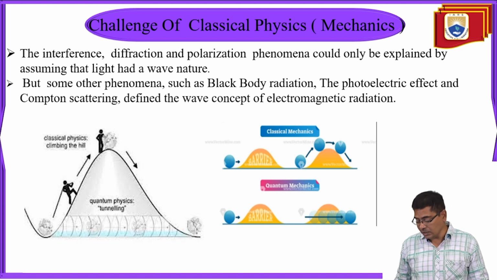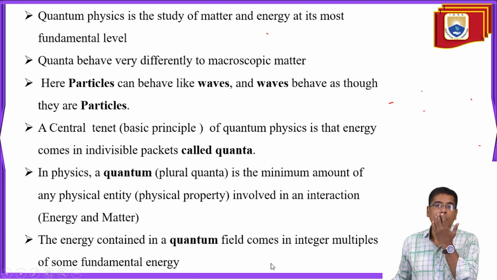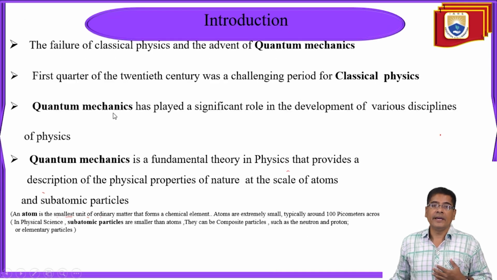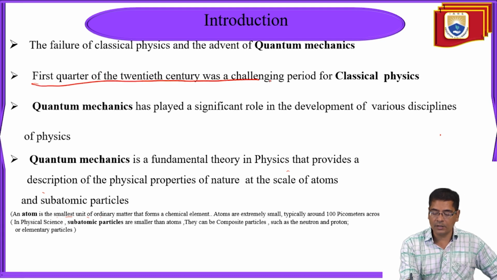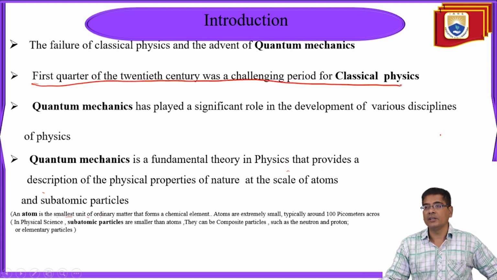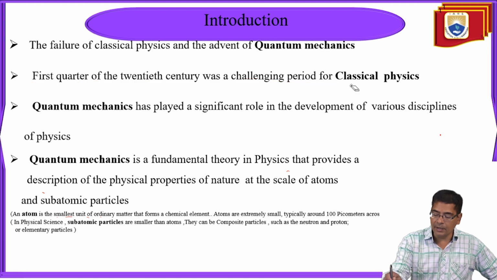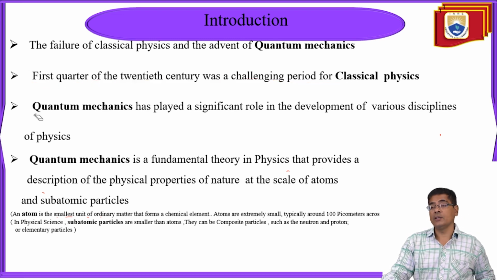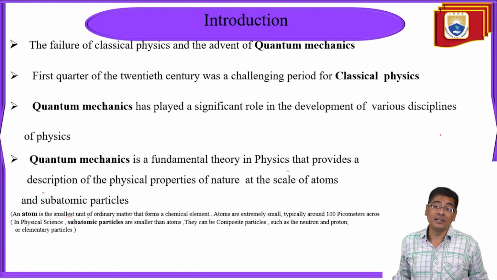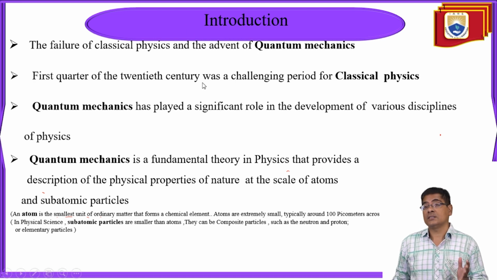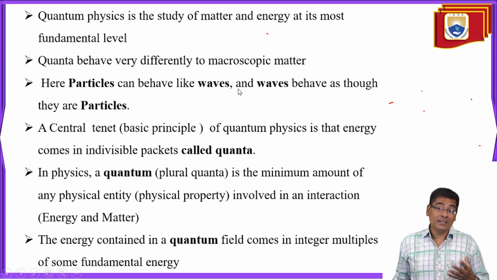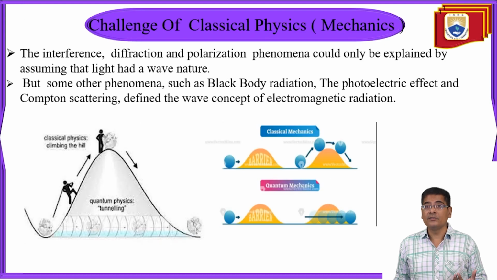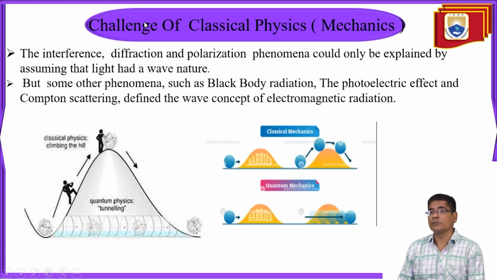We need to understand what the challenges are, because in the previous slides we studied one point: that the first quarter of the 20th century was a challenging period for classical physics. So what was the challenging period? What were the reasons? What are the gaps where classical physics was unable to explain? What are the challenges we need to understand, right? That's what we are speaking about.